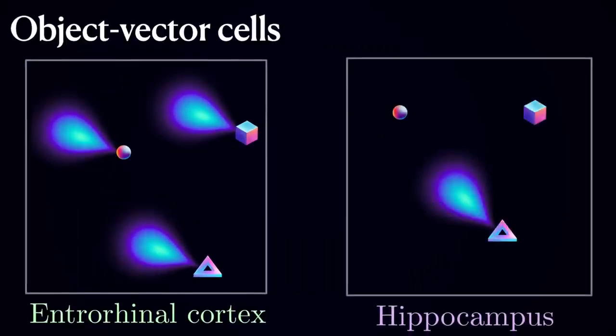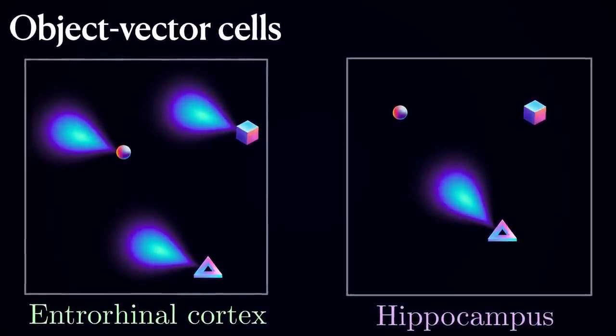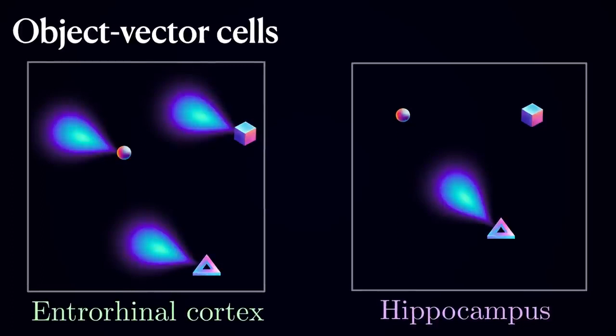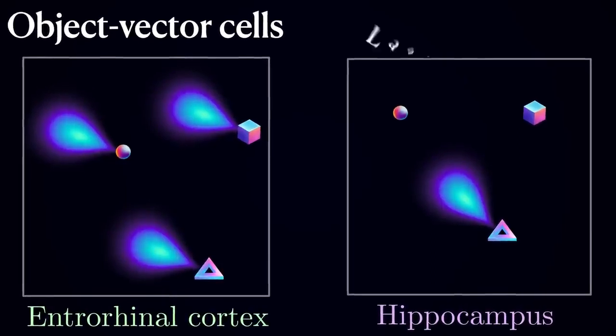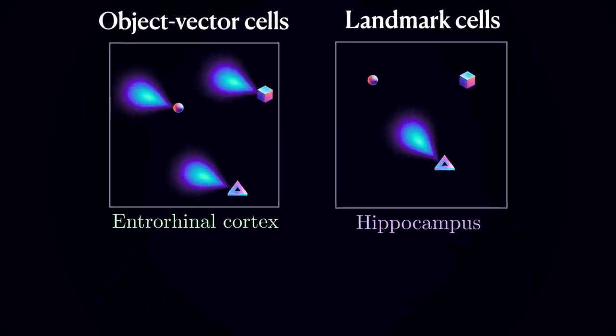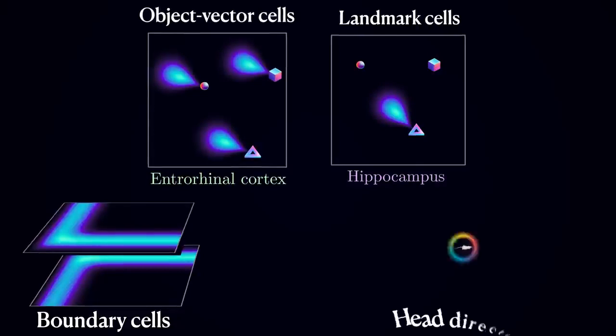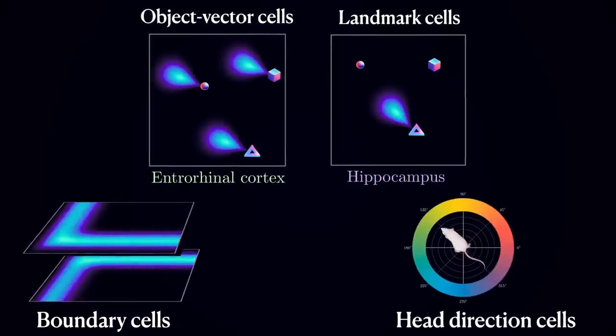While hippocampus has neurons that are similar to object vector cells, but which respond selectively to a specific object and not others, known as landmark cells. Both regions also have boundary cells, coding for the presence of boundaries, head direction cells that code for the direction the animal is facing, and a few other cell types.